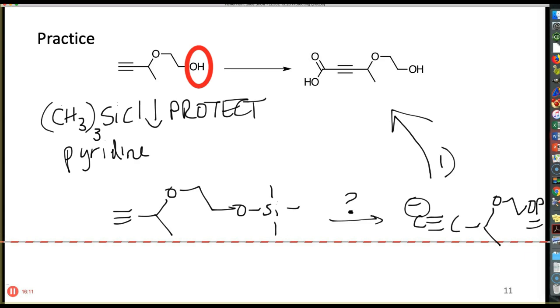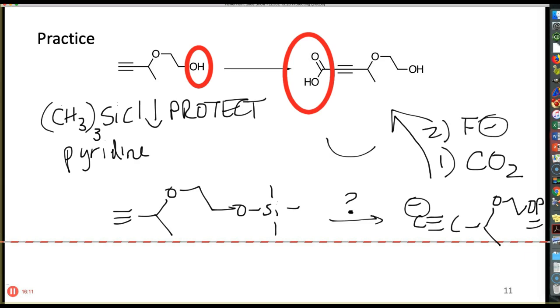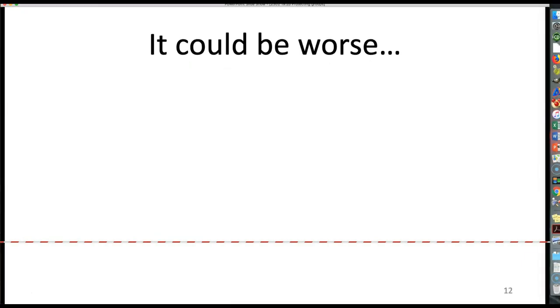Well, first I'm going to have to add this piece. Looks like a carbon with 2 oxygens. Oh, how about CO2? Sounds like a great idea. See how just counting your atoms can help? Add CO2, deprotect, you've made your molecule. So, there you go.